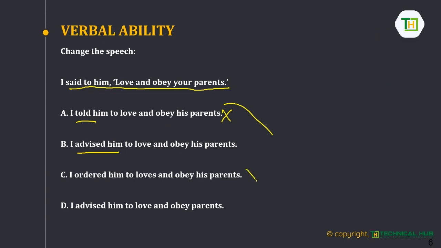When you come to use ordered, so when we are saying something to any of our servants or any of our younger brothers, something like shut the door, open the door, or get me a glass of water, when you say all this, that comes under ordering something. So finally we have only two options, and those two options also look the same, I feel. Okay, so I advised him to love and obey his parents. So this is the right option, and the last one also has the same option. So both of these are the correct ones.